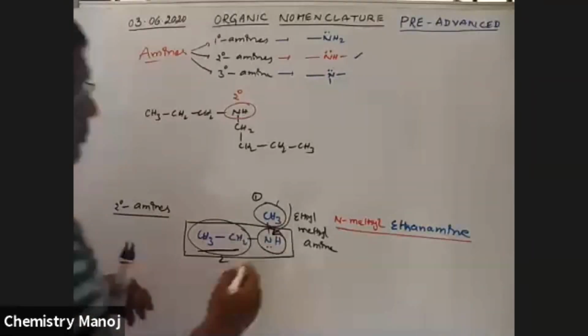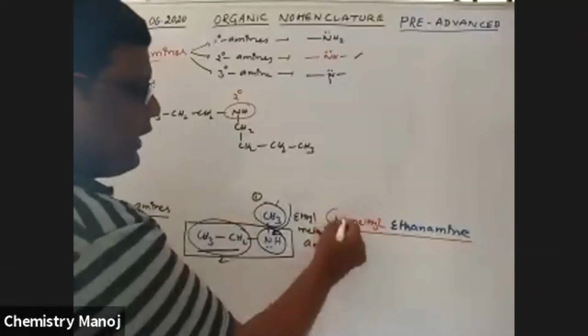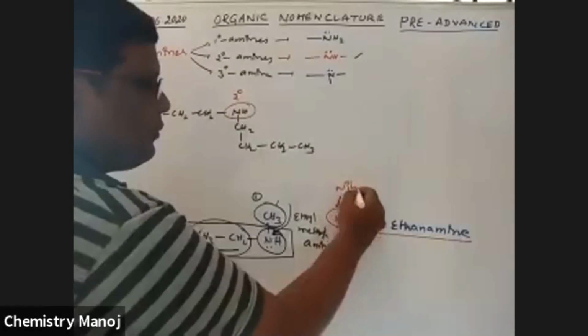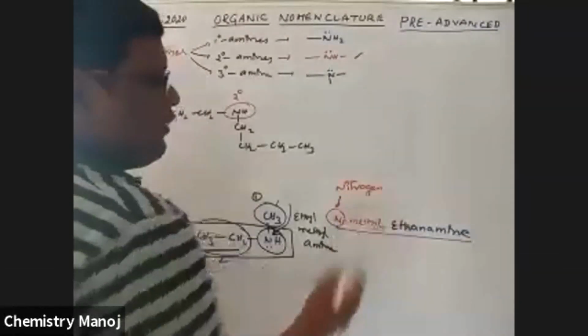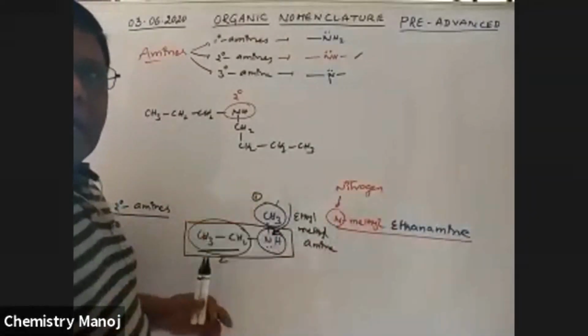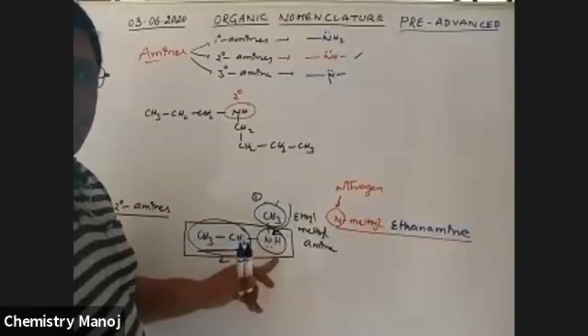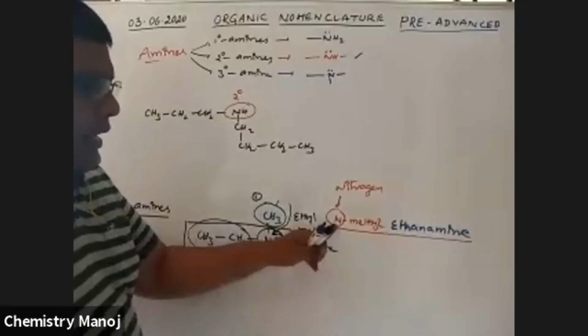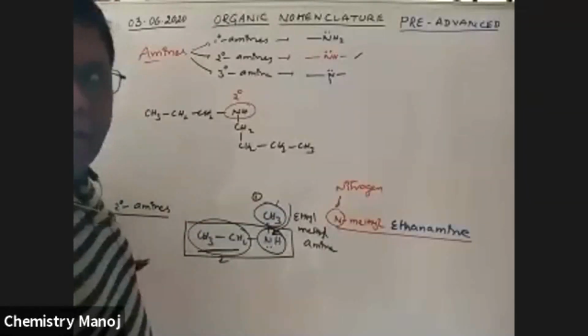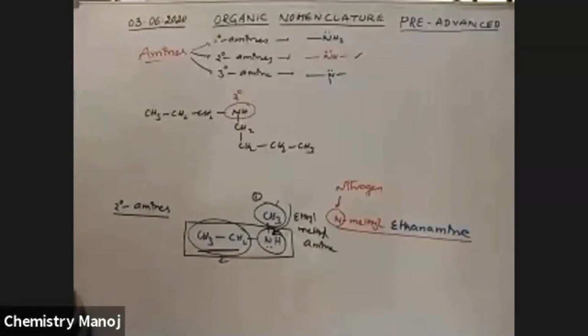N means nitrogen-attached methyl. Here N indicates nitrogen. If it is carbon, numbers are indicated: 1 carbon, 2 carbon, 3 carbon. But here it is not carbon, it is nitrogen, with a group attached. That N indicates nitrogen. It should be capital N, not small n.